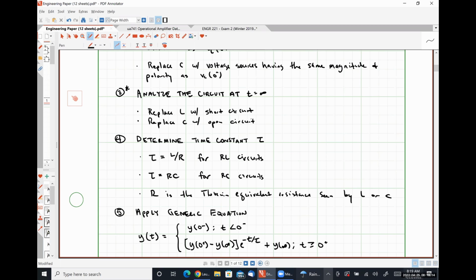That's correct, because you're turning them off. So you want a 0 volt voltage source, which is the same as a short circuit, or a 0 amp current source, which is the same as an open circuit.